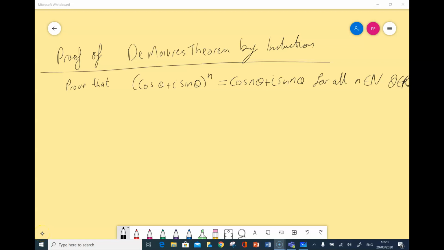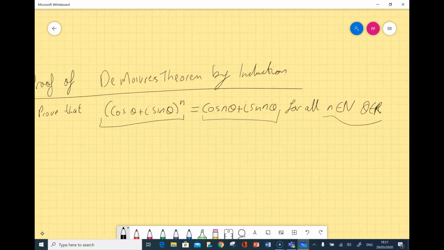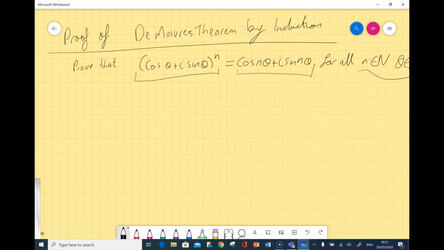Okay, so this is the proof of de Moivre's theorem by induction. What we're asked to prove is that (cos theta + i sin theta)^n is equal to cos n theta + i sin n theta for all n elements of the natural numbers.